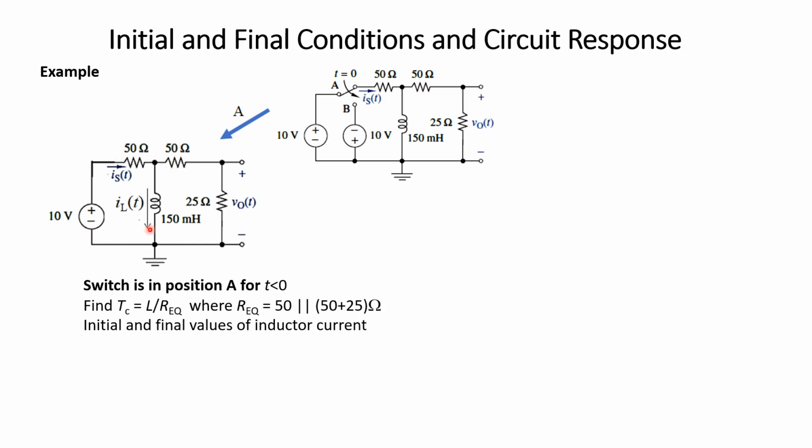So it is 50 in parallel, 50 on this side and 50 plus 25 on this side. So a 75 ohm resistance and a parallel 50 ohm resistance. From here we calculate R equivalent, and then we find the initial and final values of the inductor current. So in this case, the response IL is over here. I'll explain it later, but look at this.